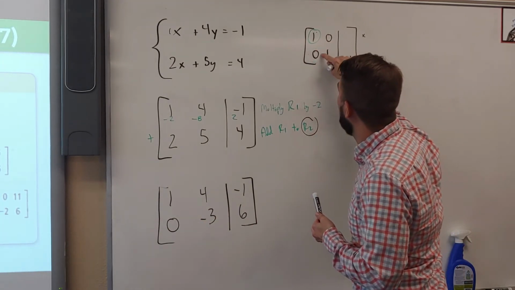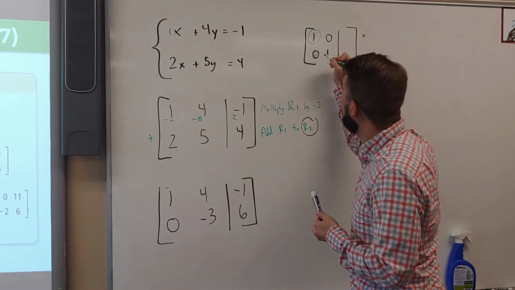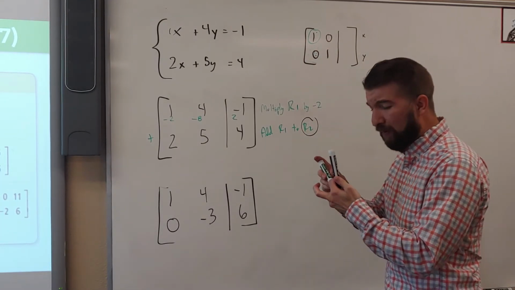Actually, you know what would be more fun than a circle? How about a little smiley face? You may not be able to see it on the camera, but the 0 is smiling.